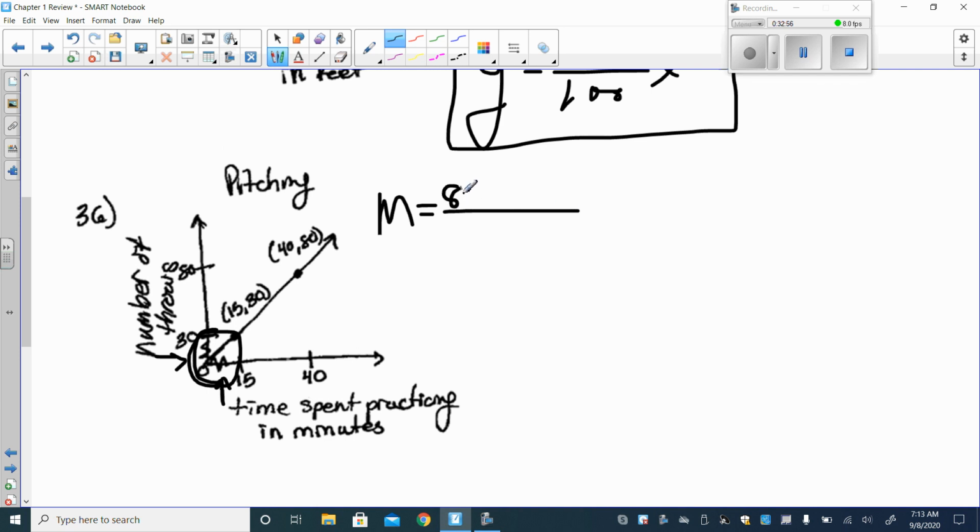So since we're given 2 points, we can find the slope. So I can do 80 minus 30, because those are our two y values, 80 and 30. Since I used 80 first, 40 has to go first for our x value, so 40 minus 15. So 80 minus 30 is 50. 40 minus 15 is 25. And well, 50 over 25 gives me 2.